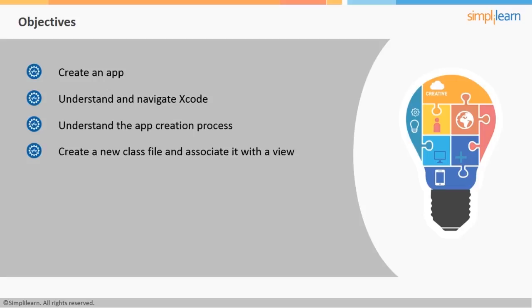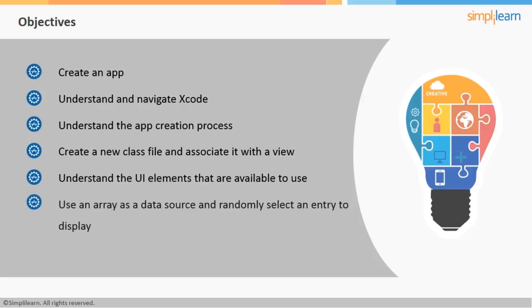We're going to create a new class file and associate it with a view. We're going to understand the UI elements that are available to use in Xcode. We're going to use an array as a data source and randomly select an entry to display. We're going to connect UI elements to the code view. We're going to make a sound class file so that our app can play sound. And we're also going to make it so that we can shake the phone and have the same effect as pressing a button. So pretty cool stuff coming up.